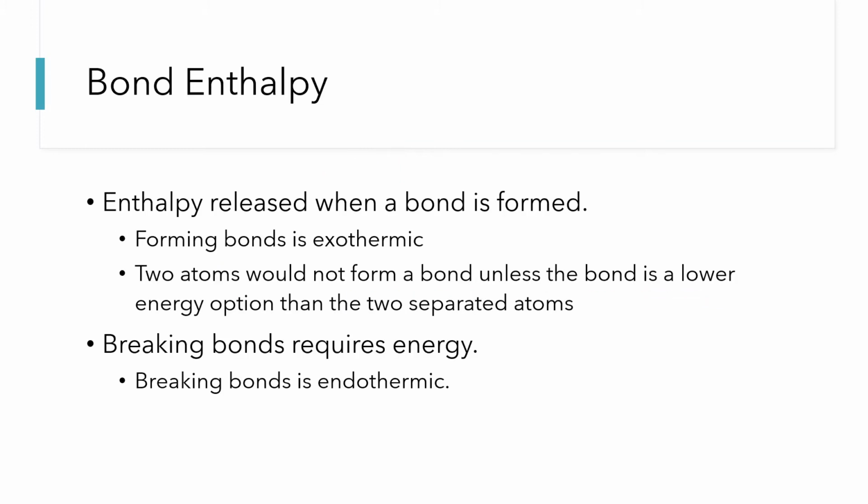So bond enthalpy is simply the energy or the enthalpy that's released when a bond is formed. Forming bonds is an exothermic process. Otherwise, bonds would never form. Breaking bonds, on the other hand, is an endothermic process. It requires energy be put into the system to break a chemical bond.